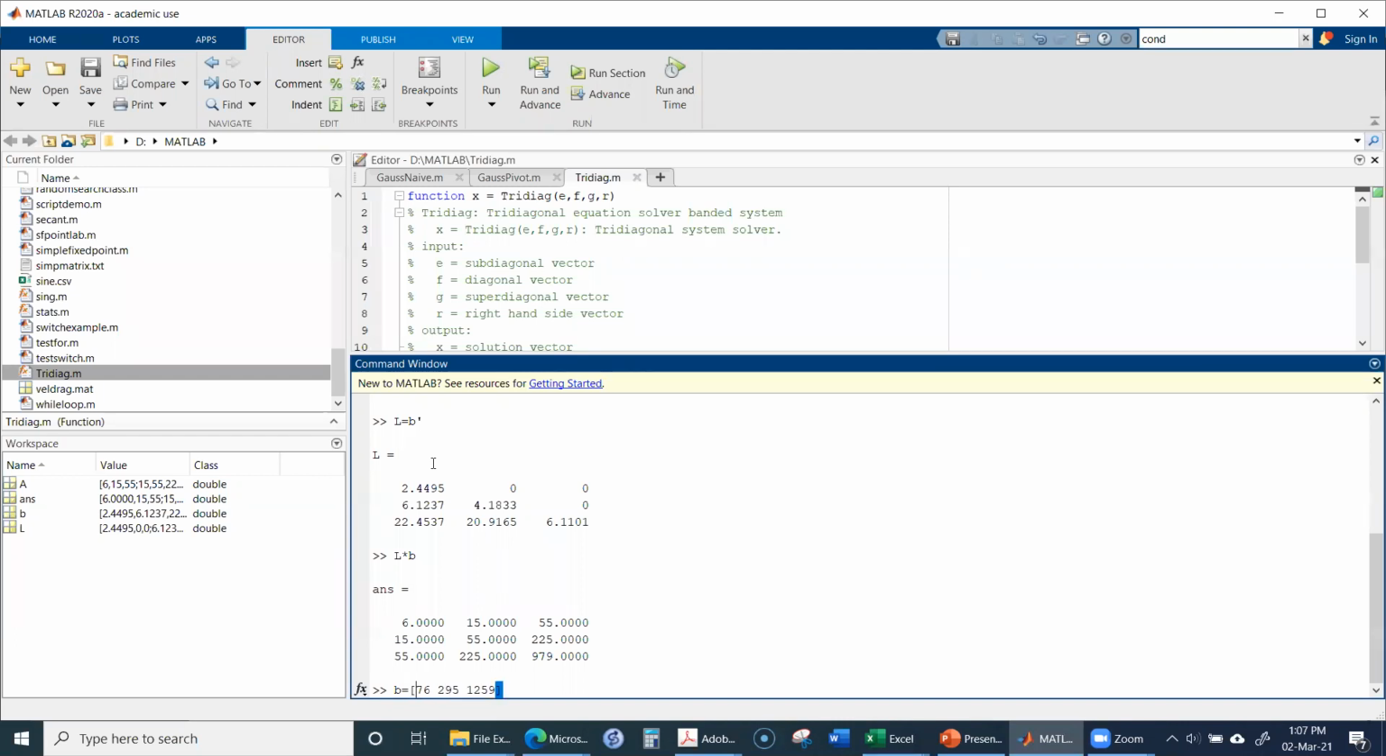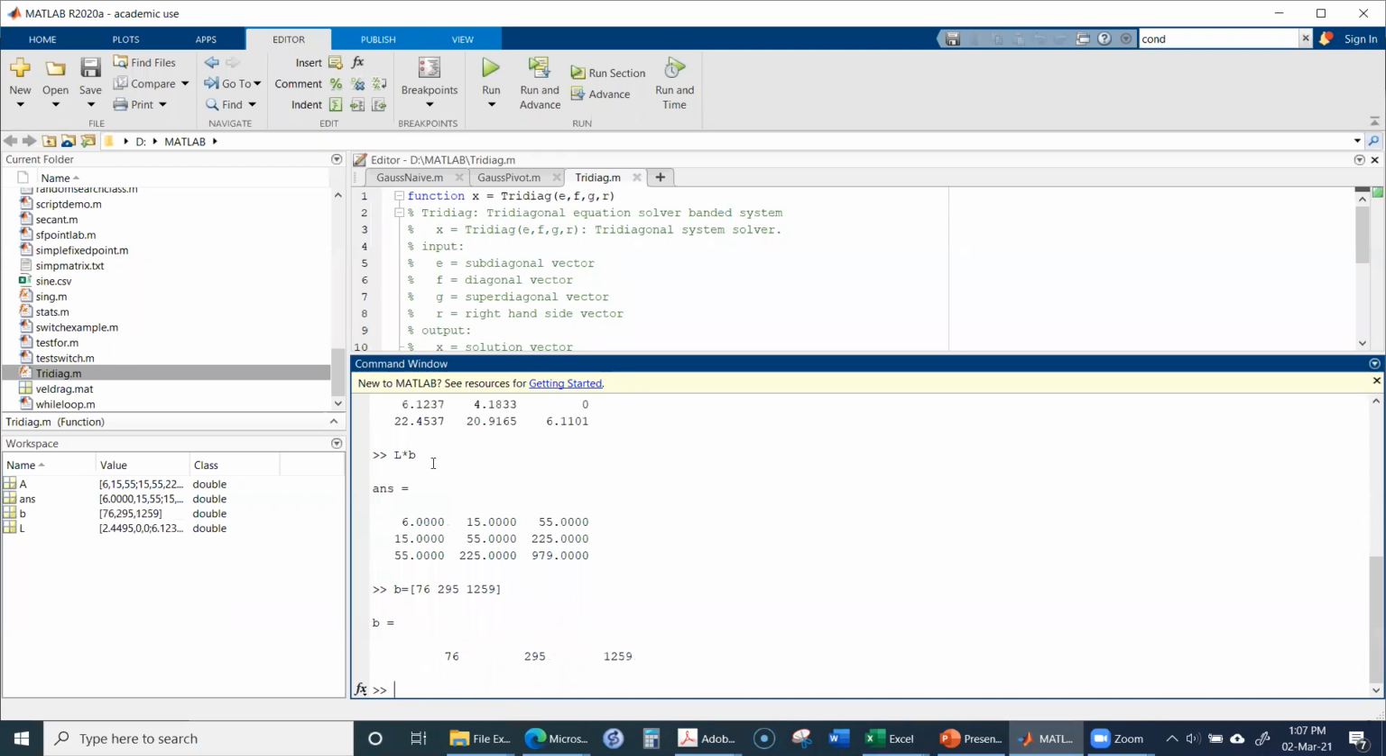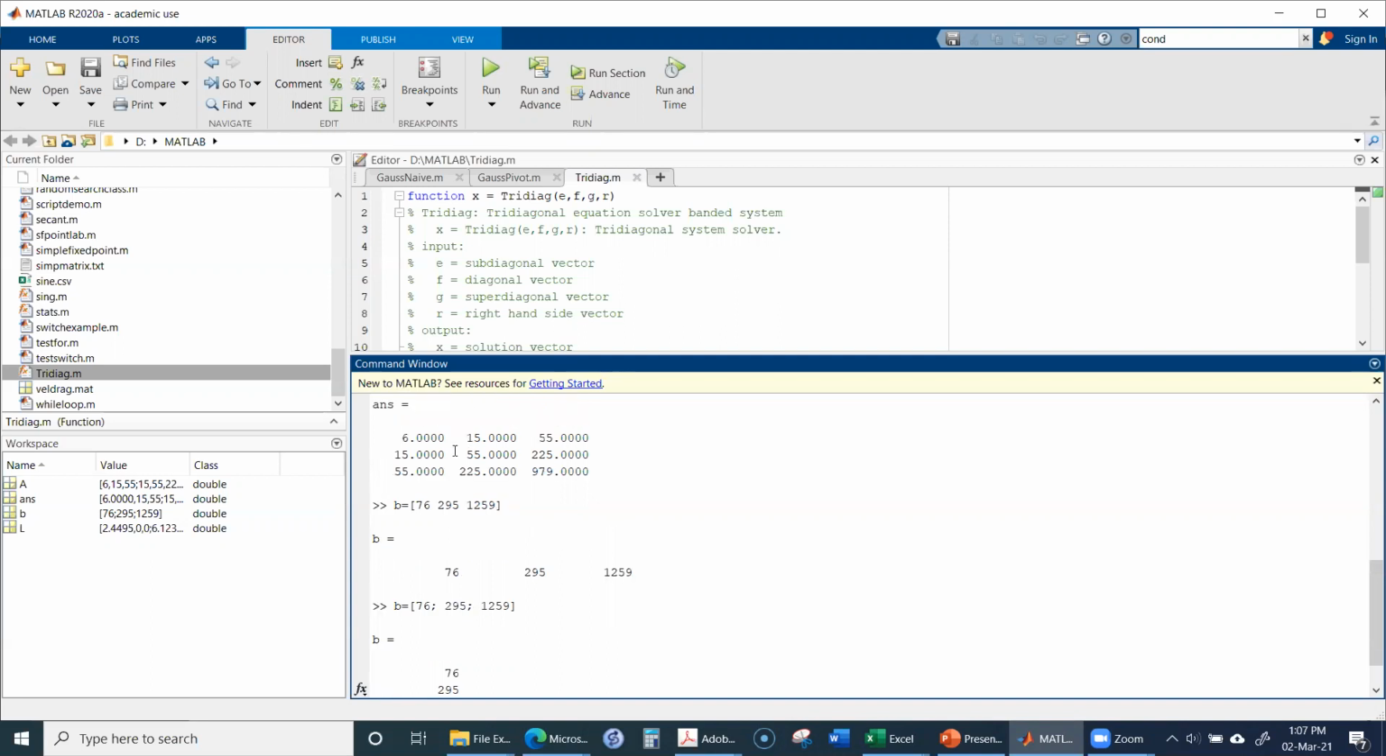If these are the coefficients, I should take them in the column matrix. If I want to find the solution for this system, this is the symmetric matrix, and on the right hand side we have this matrix B.